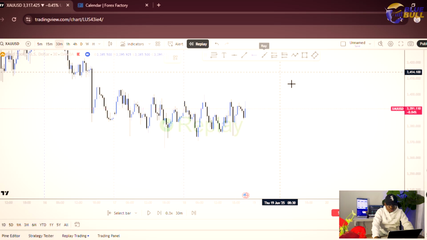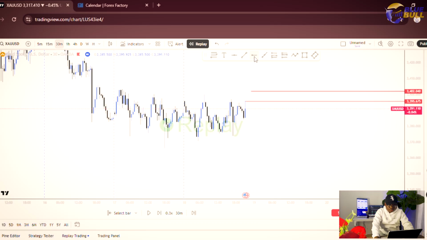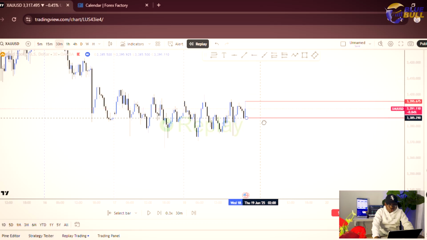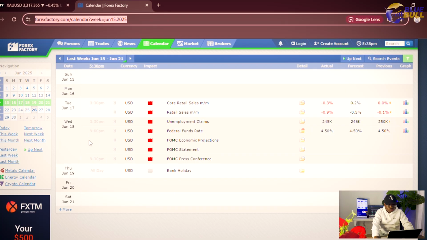Remember, the market moves after taking so many people out, and you don't want to be part of the statistic. So you want to wait for this candle to close, and then mark the high and the low of the candle that printed at 9 p.m. The other news is released at 9:30. Remember, this is the first news: federal funds rate has been released, and then FOMC economic projections. Now you want to wait until 9:30 p.m. for the FOMC press conference. This is the most powerful data that bears the direction of the market.